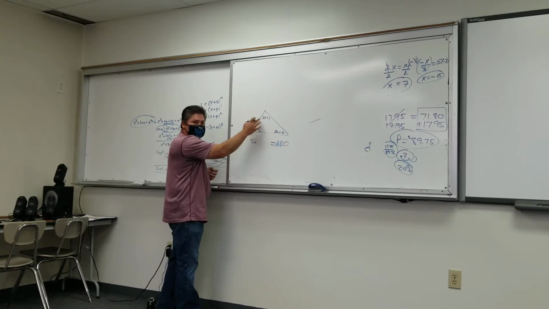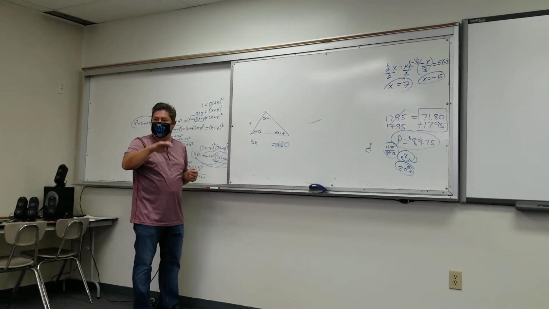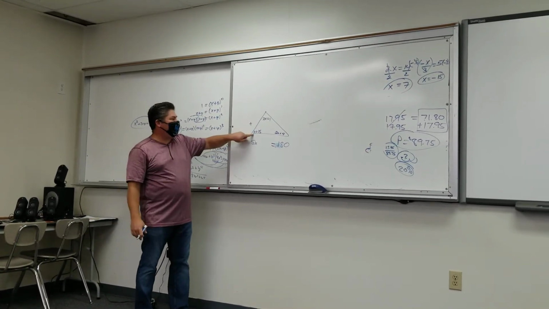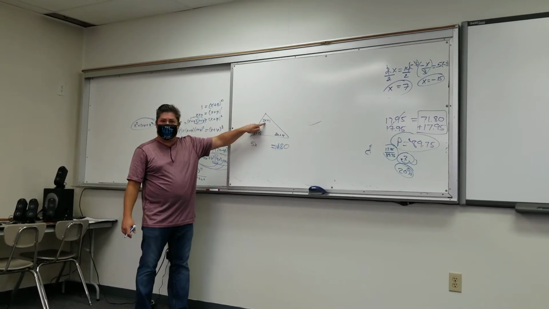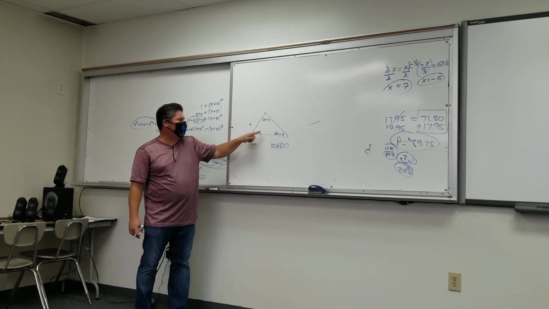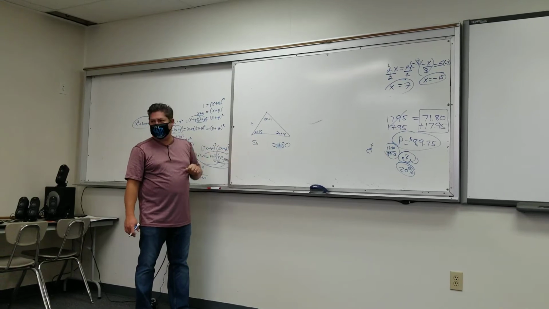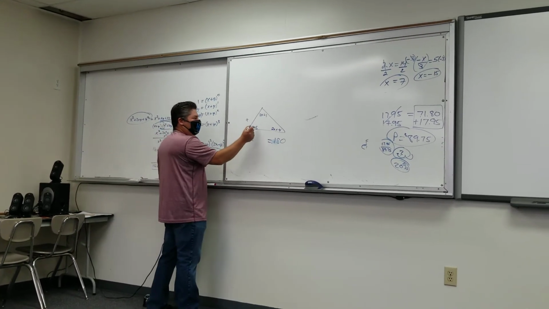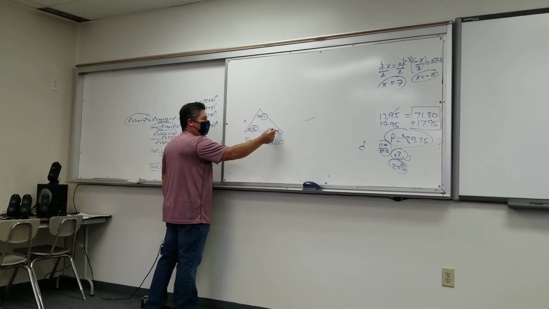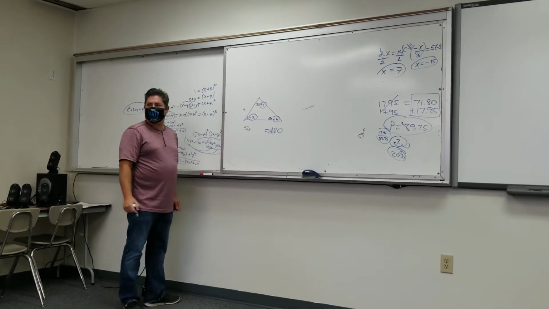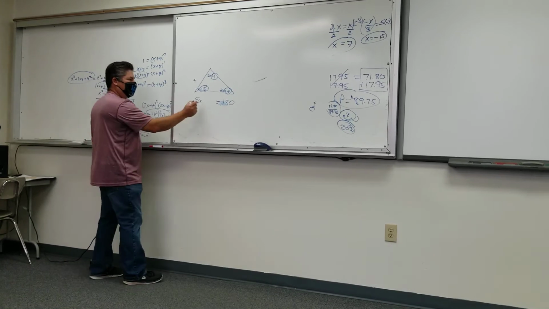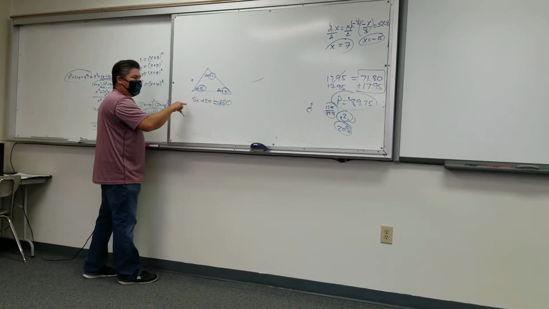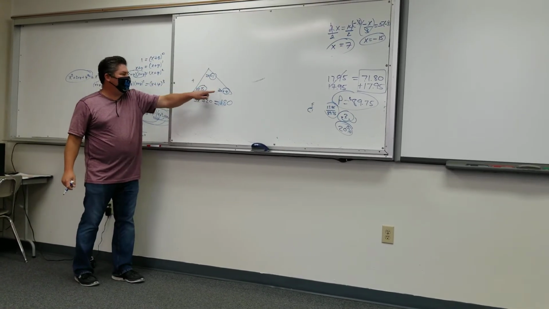Yes, there's 3 x's, 1 in each angle. But they add as like terms. 2 plus 2 plus 1 makes 5x. Okay? This, Logan, what do I get when I add just the number parts? 20. So now I have 5x plus 20.